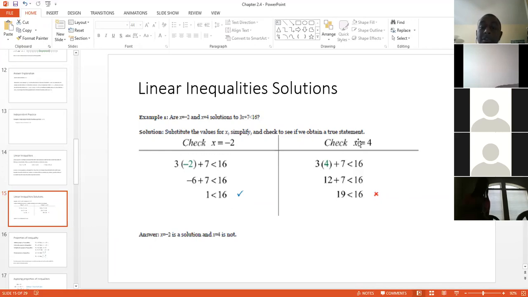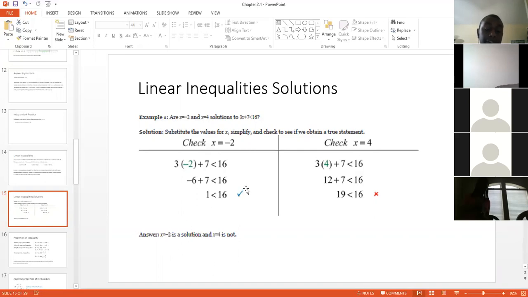Let's see if 4 is a solution. So you plug in 4, 3 times 4 is 12. 12 plus 7 is 19. Is 19 less than 16? No, this is a false statement. So this is not a solution for 3x plus 7 is less than 16.